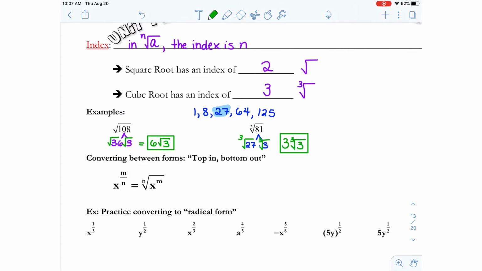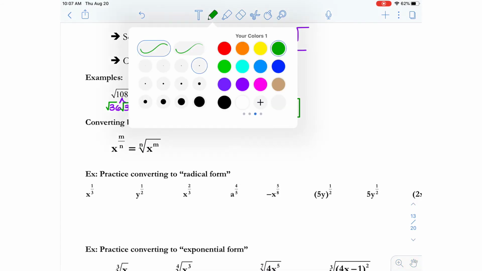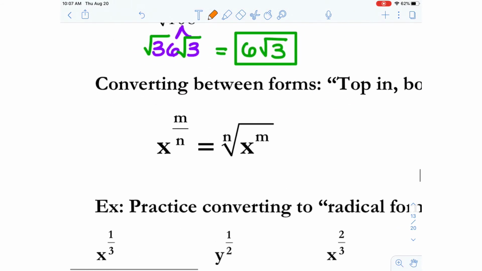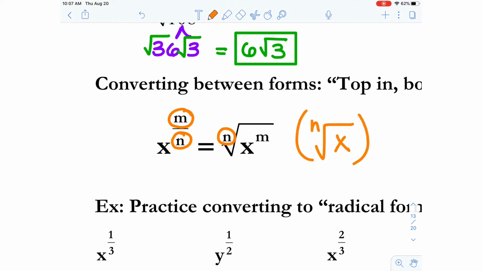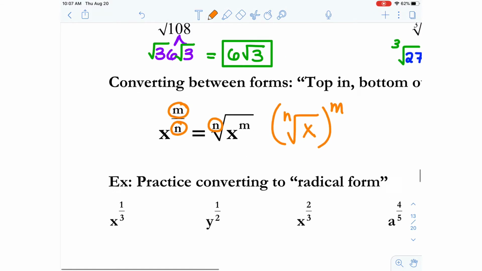So we also talked about the next part. This is just the official notes on it. We know that if I have x to the m over n, the denominator becomes my index and the numerator is what we're going to raise the base to. Now remember, I could also rewrite this as this, where first I take the root and then I raise it to the power. Either way, it's correct.